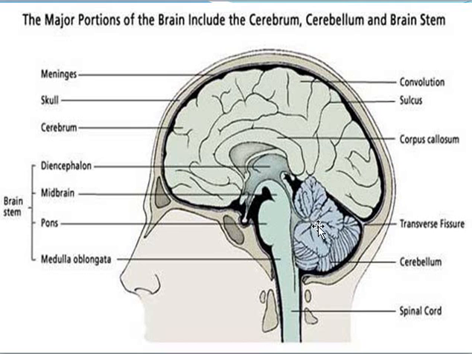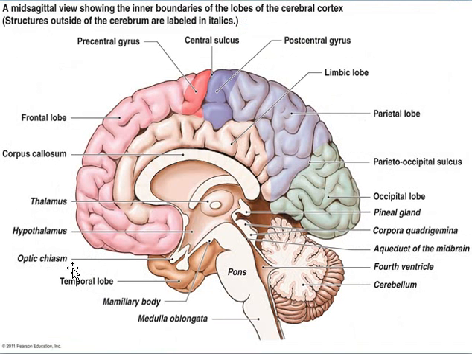The other part is the cerebellum, and in addition the brainstem. The brainstem is composed of the midbrain, pons, and medulla oblongata. Now, this is the area of the midbrain.